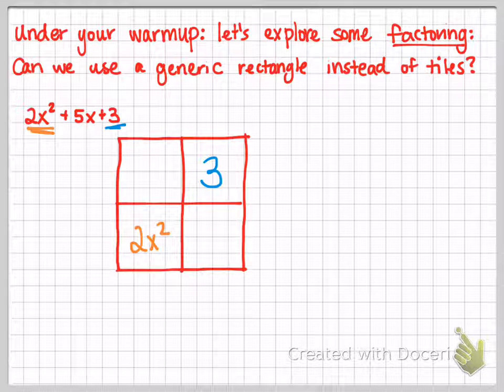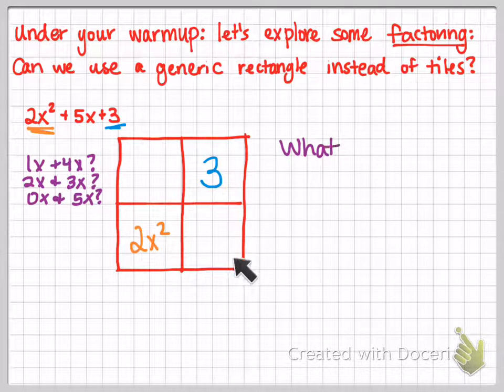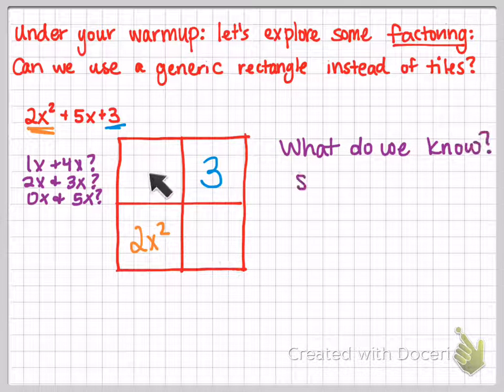So the problem here is I don't know what I should put in those 2 boxes. I don't know if I should do 1x and 4x to get my 5x, or if I should do 2x and 3x, and maybe that gives me 5x, or if it's 0x and 5x. So I'm not sure what combination of things to put in those 2 boxes. So part of the tough part of the factoring process is we have to figure that out. What's going to make this work?